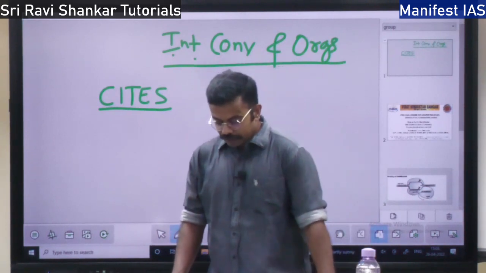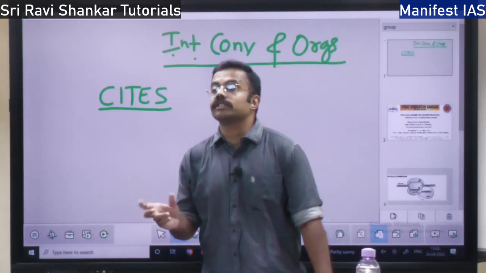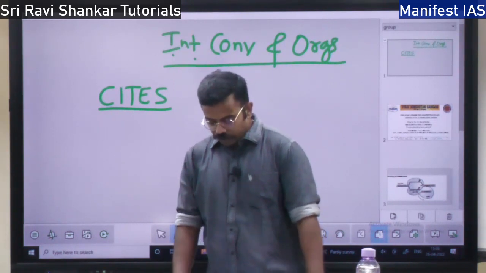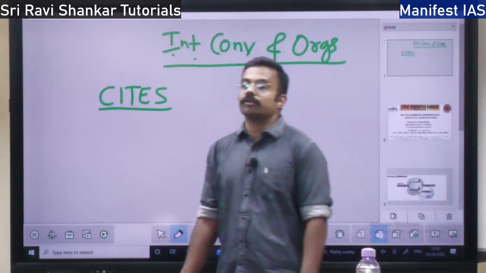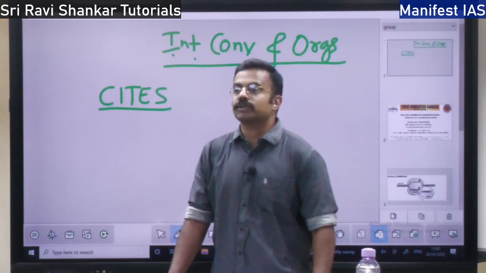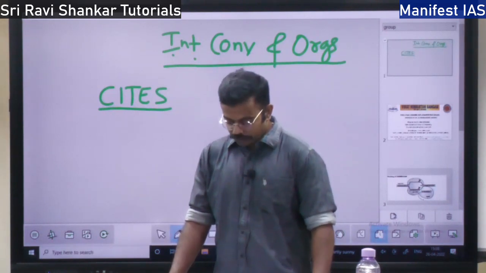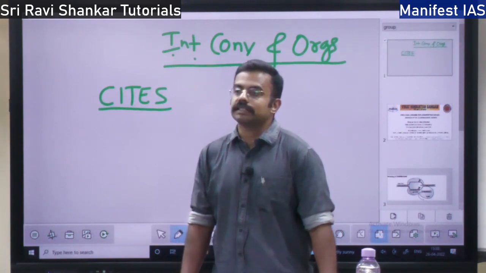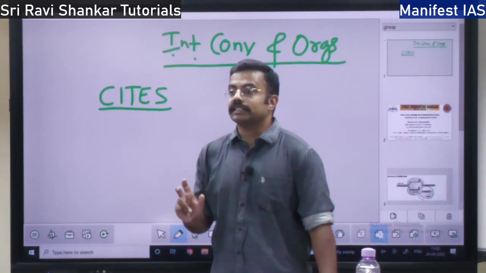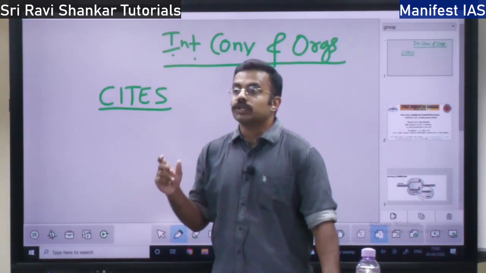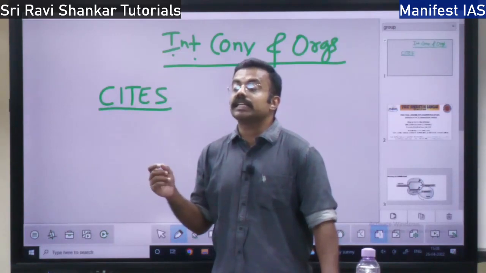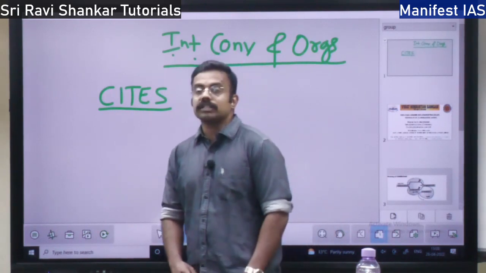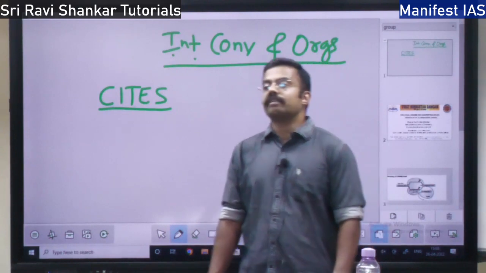This is the only treaty which talks about the international trade of organisms. No other treaty specifically talks about it. Today, how many countries are party to this convention? Totally 176 countries are party to this. And who administers it? It is a convention, not a body. There is a difference between a convention and a body. This convention is administered by the United Nations Environment Programme, UNEP. The headquarters is in Geneva, Switzerland.